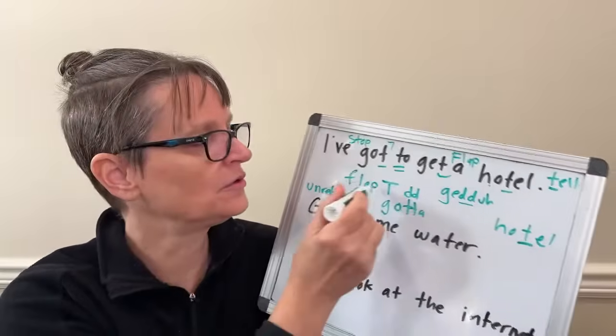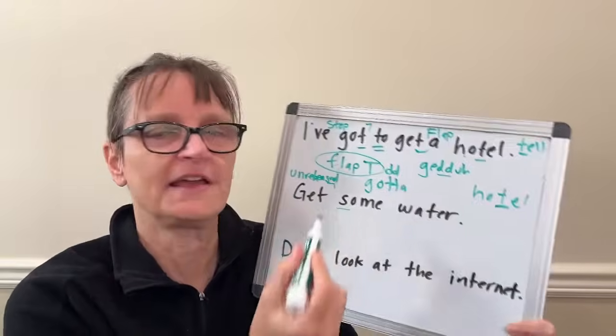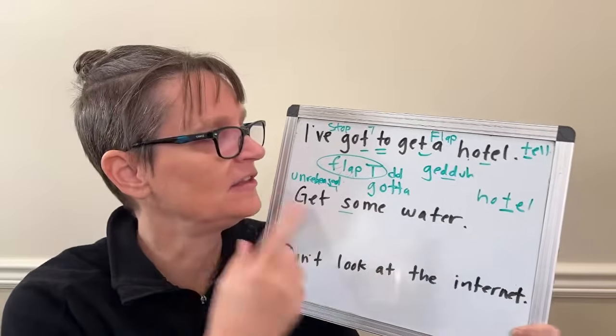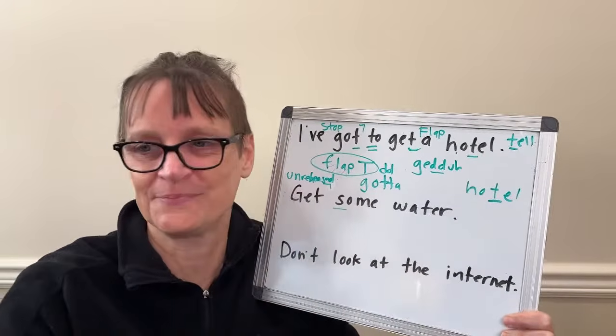Probably the most important one to learn to sound like the native American speaker is the flap T, and we use it in the middle of words and as we link to vowels.